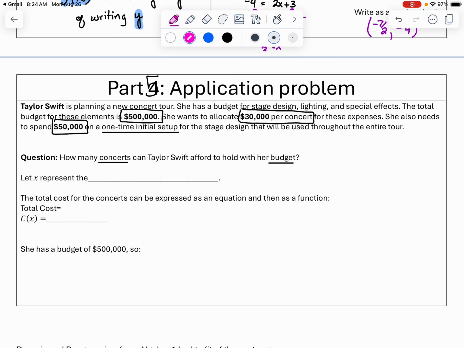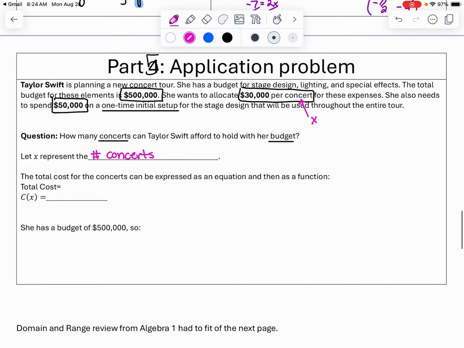So I want to show you something, a little trick. When you see the word per, the word that follows that is going to usually be your X. So it says, let X represent the number of concerts that she can have. The total cost for the concerts can be expressed as an equation. Now, I kept this linear for you. This would have been a problem you would have seen in Algebra 1.